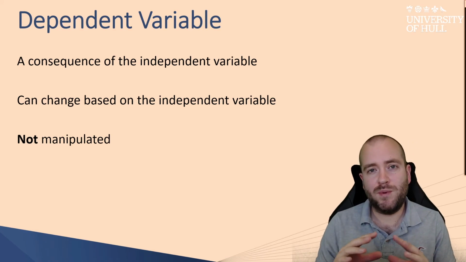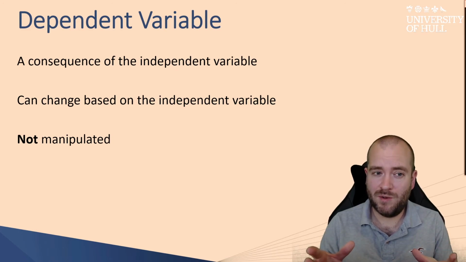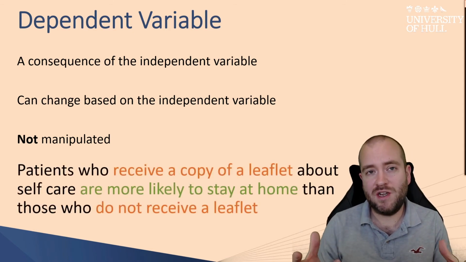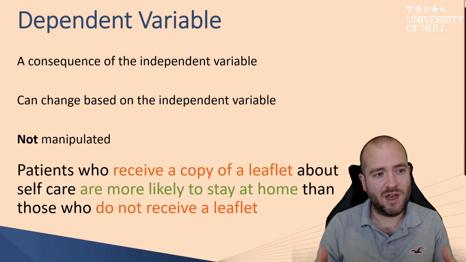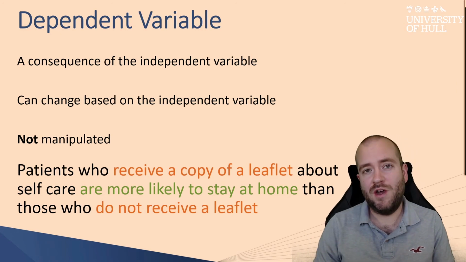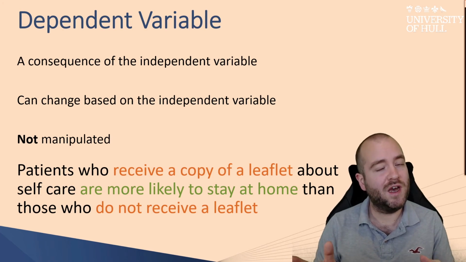This must remain completely separate to everything else within the research, or we would not know if the action of what we'd done or what we'd observed had actually been produced in the dependent variable. So for example, let's take a look at our research question again of giving patients a leaflet in order to stay at home and self-care, or do not receive a leaflet, and if that would impact them going in. We've already established that the independent variables are whether we give a patient a leaflet or whether we don't. The dependent variable of them more likely to stay at home is something that we can't interfere with.